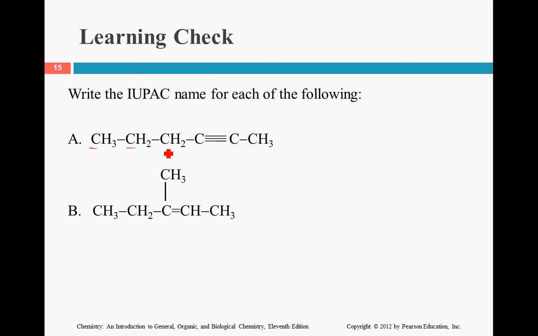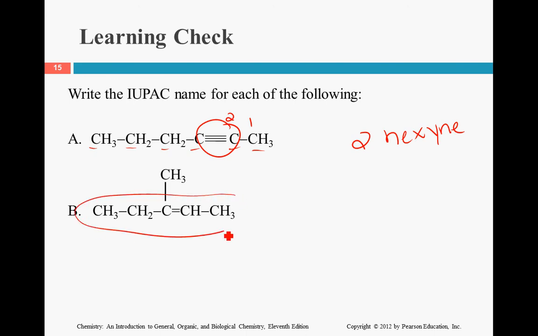Alright, 1, 2, 3, 4, 5, 6. That means hex-. It's a triple bond, so it's going to end in -yne. There are no substituents here, so I can move on to counting. So on the second carbon of the 6-carbon chain, there's a triple bond. The next one, here's our chain. 1, 2, 3, 4, 5. It's pent-.